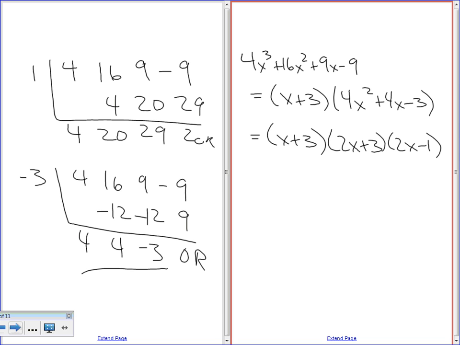Okay. So now when I factored this as a hard type trinomial, I've factored this expression. I knew -3 worked. -3 is one of my answers because of x plus 3. What other two values would have worked?